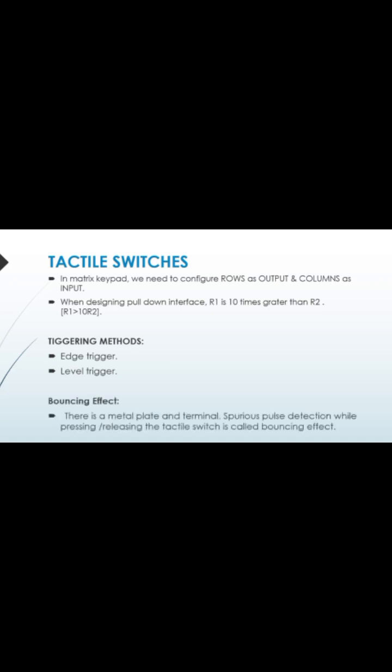Then tactile switches. In a matrix keypad, we need to configure rows as output and columns as input. When designing the pull down interface, R1 is 10 times greater than R2, which means R1 = 10 R2. And we are going to see triggering methods, in which edge trigger and level trigger are there. Then the bouncing effect: there is a metal plate and terminal, and spurious pulse detection while pressing or releasing the tactile switch is called the bouncing effect.